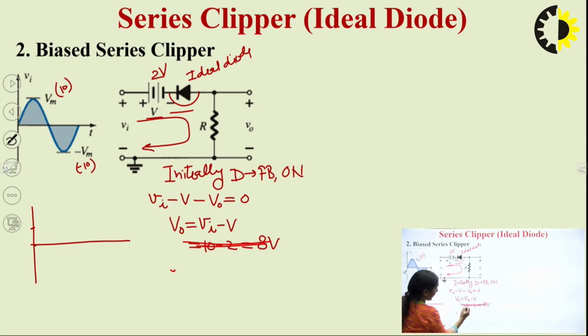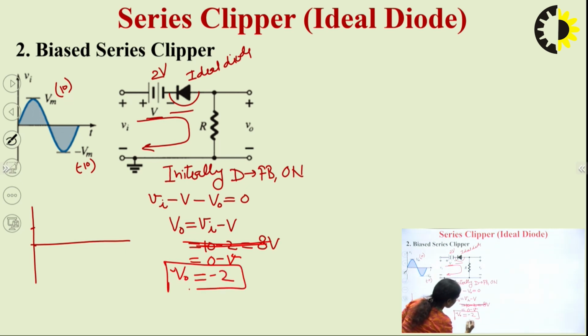Let us take this Vi is equal to 0 and this is V volt. So, if I am keeping this value 2 volts, V that is 2 volts, then minus of 2. So, my V naught is equal to minus 2 volt, and this is the time when your input signal is at 0 value. So, I can say my initial value is minus 2 volt. It is minus 2 volts.